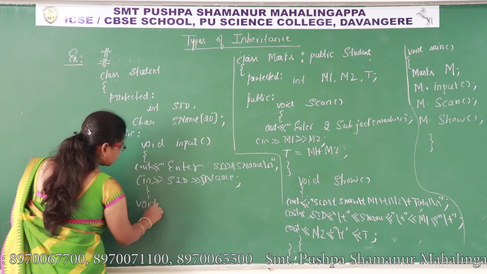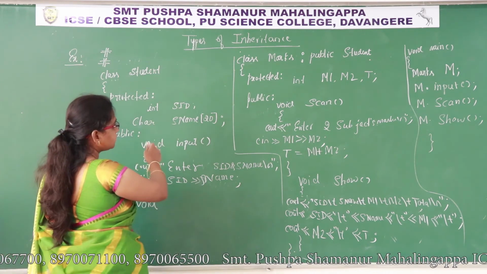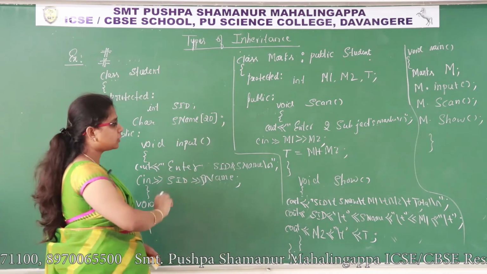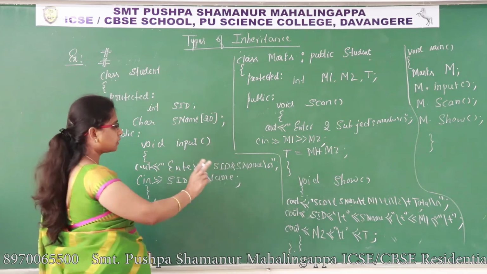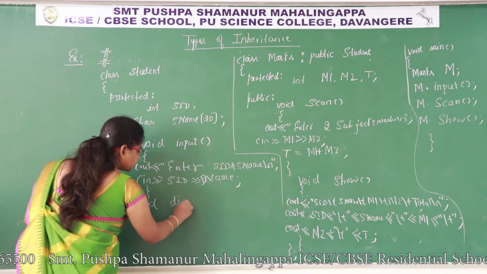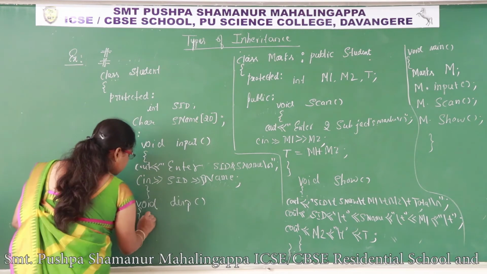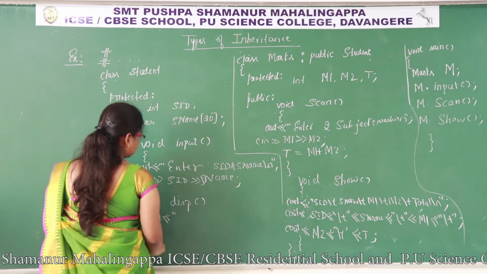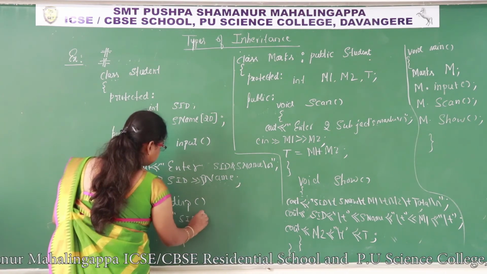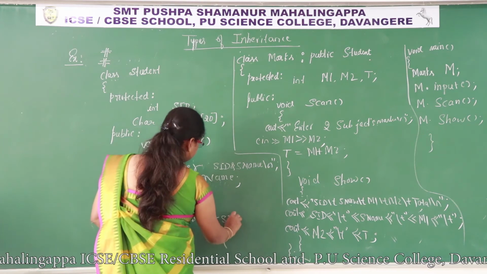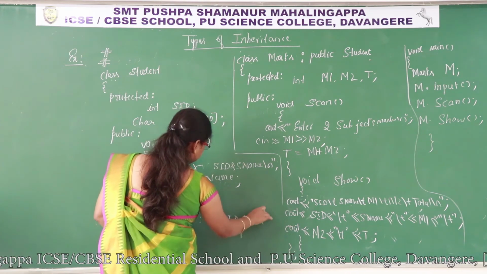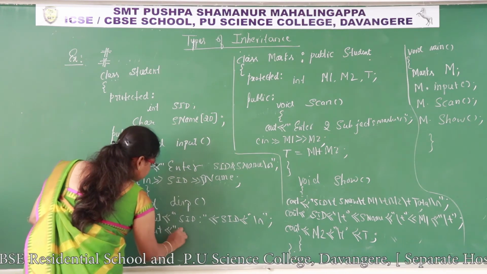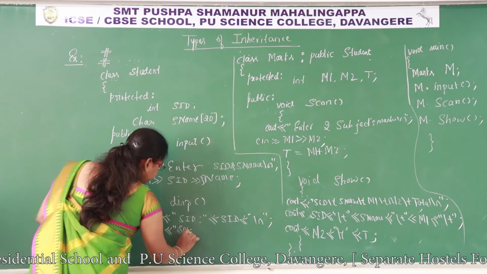Instead of displaying base class data and derived class data from the common function show, I will take 2 functions. One is in the base class and the other is in the derived class. Void disp, cout insertion SID, SNAME.